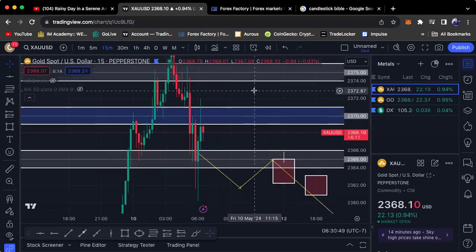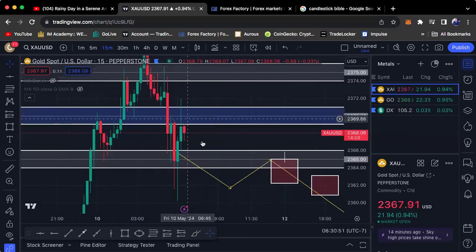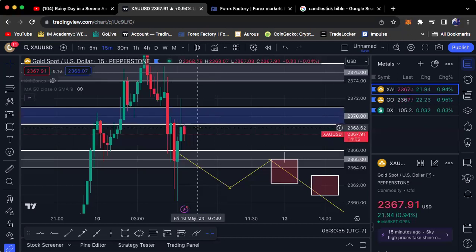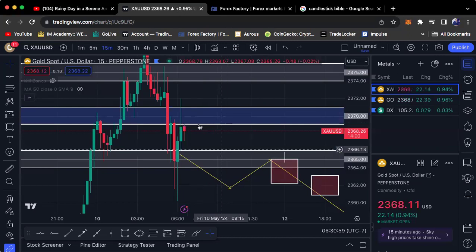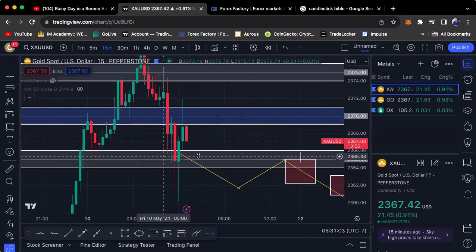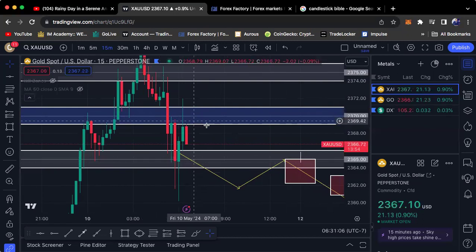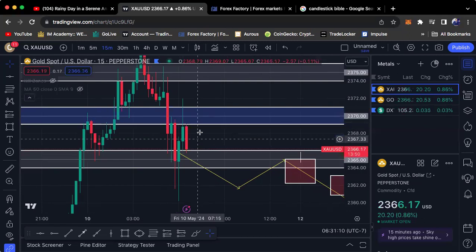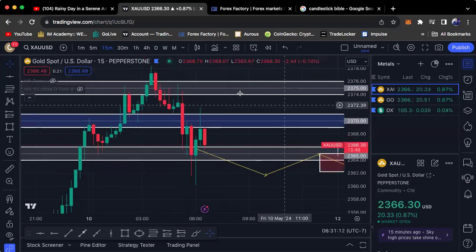And then you can scalp it. For my scalpers, you can scalp from zone to zone, zone to zone. You can catch easily 50 pips by doing this. This is my support. This is my resistance. Because price right now is in between these two zones.